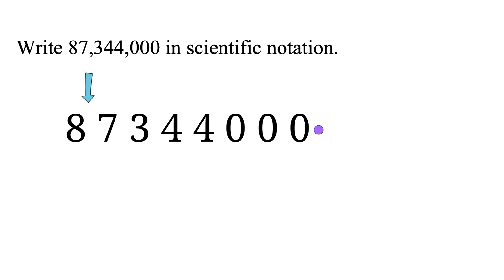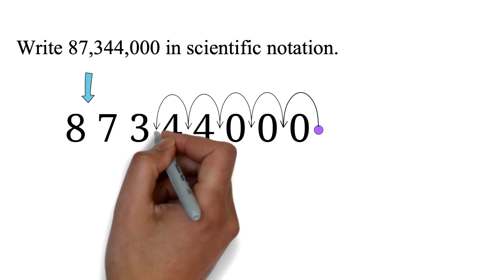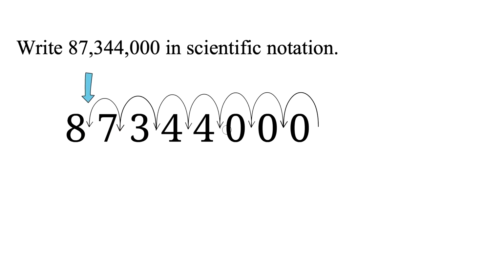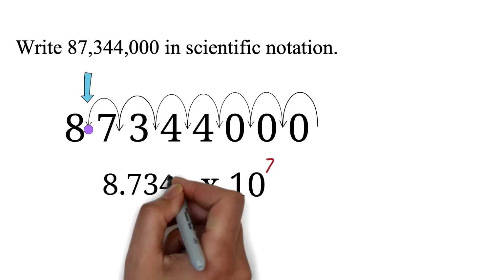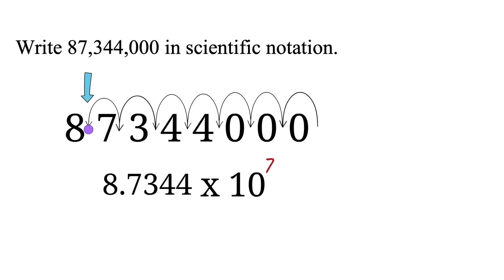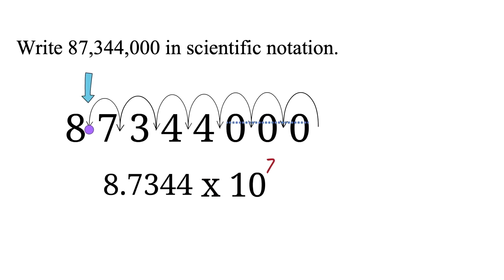So we will move this point 1, 2, 3, 4, 5, 6, 7 places to the left to get it behind the 8. This is represented as 10 to the power 7. This is because we moved 7 times to the left. If we had moved to the right, it would have been -7. We write our answer as 8.7344 times 10 to the power 7. Notice we left out the zeros in our answer. Writing them does not change the answer. This is our final answer.